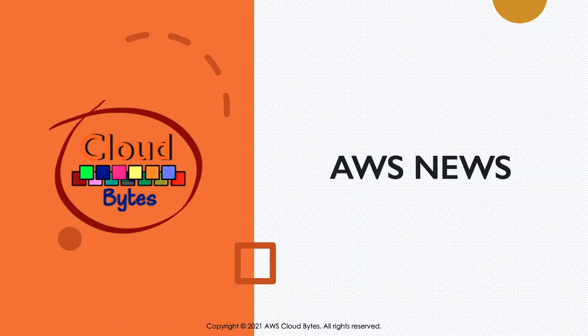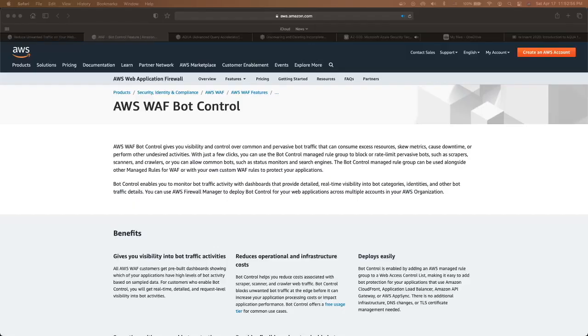Let's talk about some updates in the AWS world. AWS WAF Bot Control is a new addition to AWS WAF, or Web Application Firewall Service. As per the AWS Shield Threat Research Team, up to 51% of traffic heading into a typical web application is originating from machines running scripts. These machines are called bots.